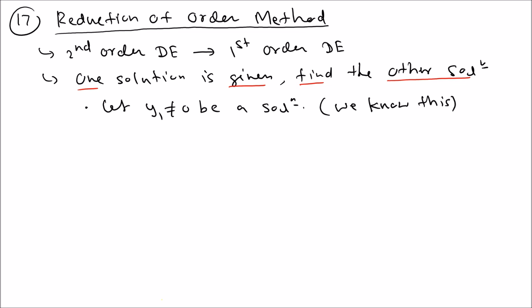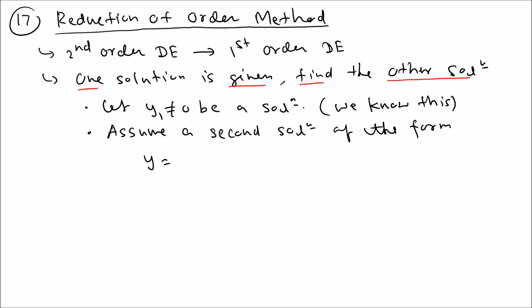Now what we can do, we can assume a second solution of the form y2 equal the y1 solution times u. So u is unknown, that's the one you need to find, the unknown function. So the goal is to find this. Okay, that's the starting point.